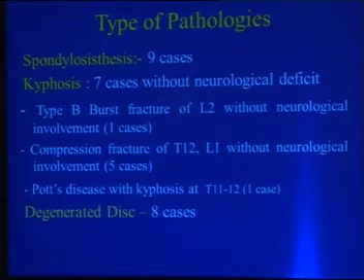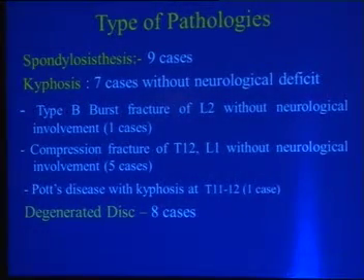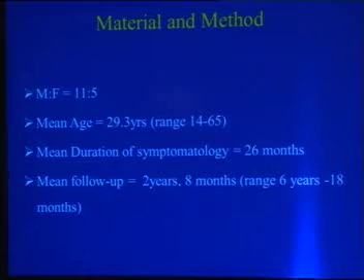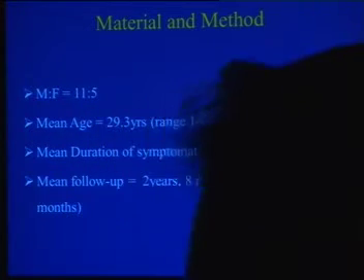Up to now, we have treated 24 cases: 9 cases of spondylolisthesis, 7 cases of kyphosis without neurological deficit. Our inclusion criteria is kyphosis without neurological deficit. Out of that, 5 cases were compression fracture of T12 L1, 1 case of L2 fracture, and 1 POTS, and 8 cases of degenerated disc. The male to female ratio was 11:5, mean age was 29.3 years, mean duration of symptoms was 26 months, and mean follow-up currently is 2 years and 8 months, ranging from 6 years to 18 months.